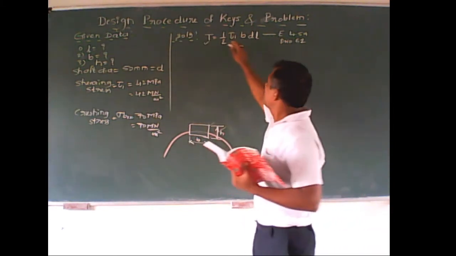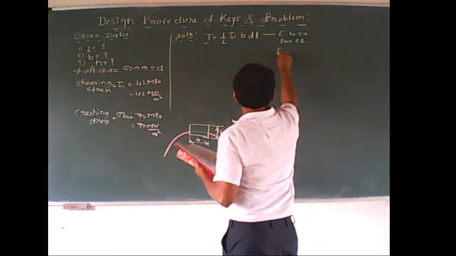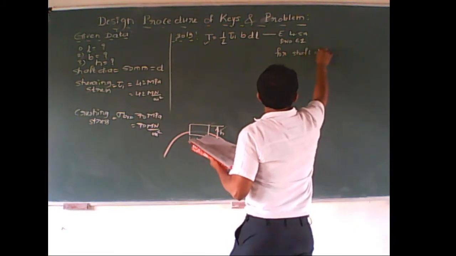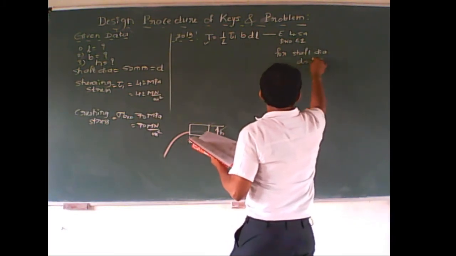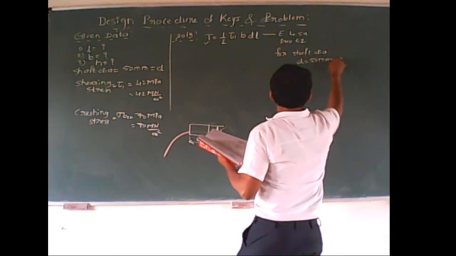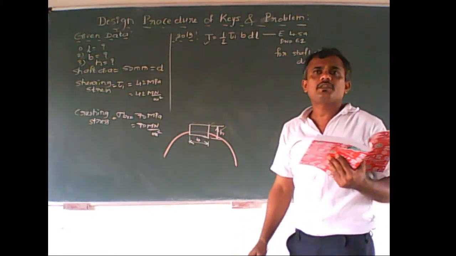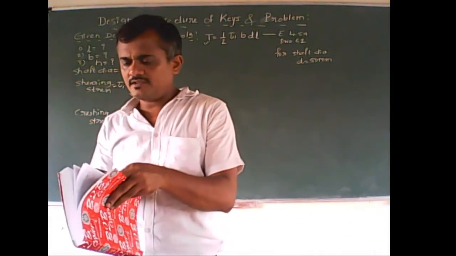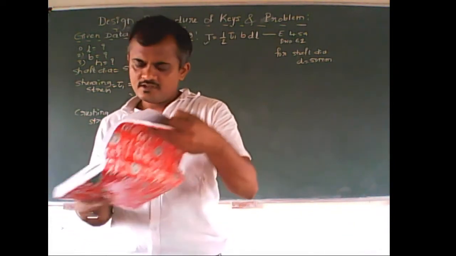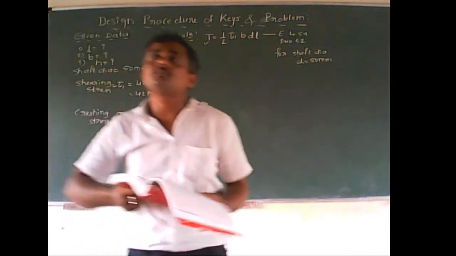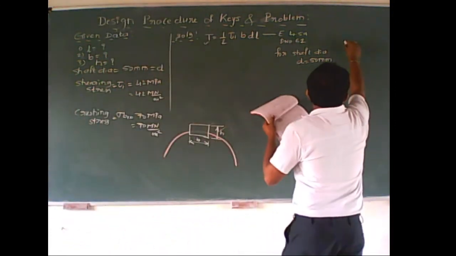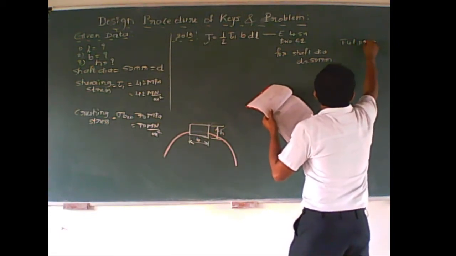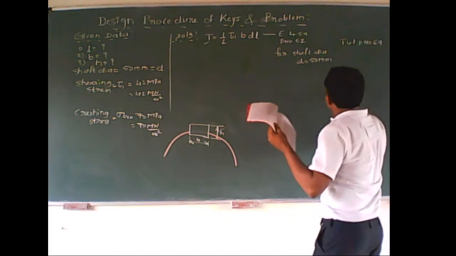Before that, we can take for shaft diameter D 50 mm. For shaft diameter 50 mm, you can refer to a table which is available in the key part only, that is page number 69. You open page number 69. Table number 4.1, page number 69.